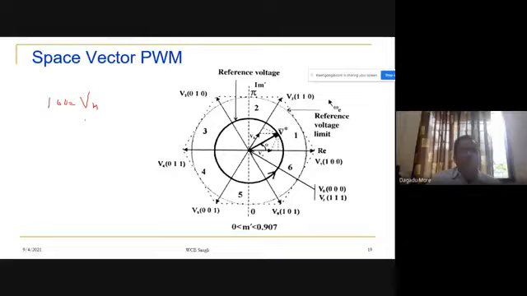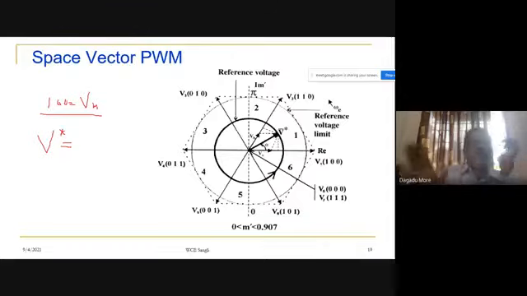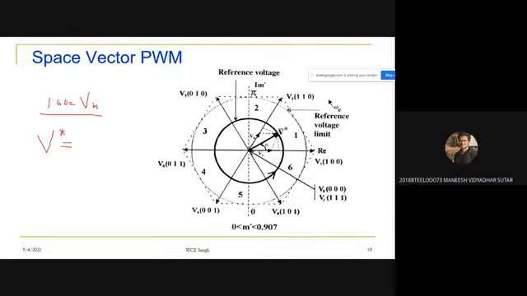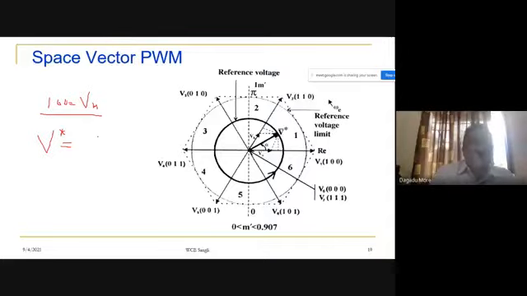How much do I want? The peak phase voltage is equal to Vm. So what should be the magnitude of the space vector V star? Our phase peak voltage is 100. What is the relationship between Vm and V star? V star will be 3 by 2 Vm. Is it clear? V star will be 3 by 2 Vm.